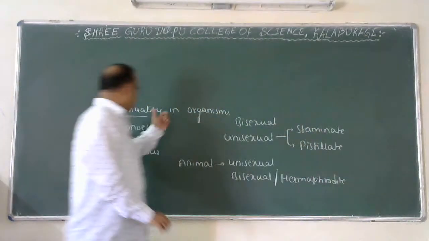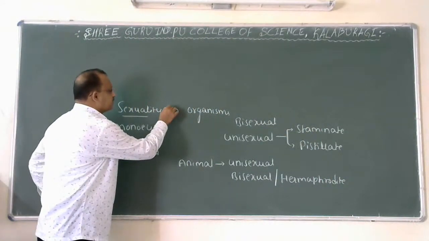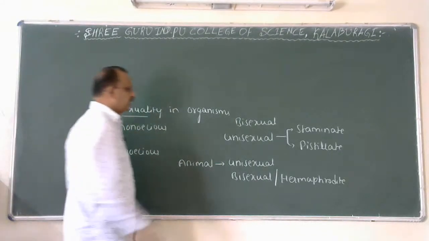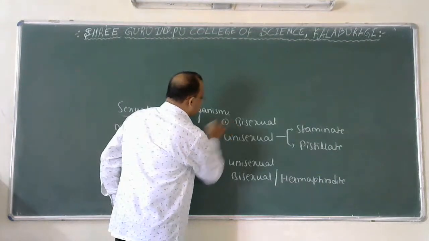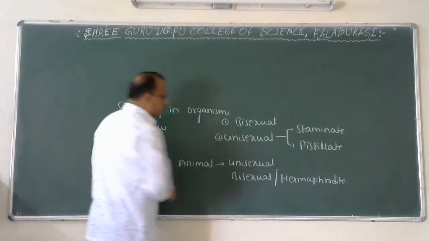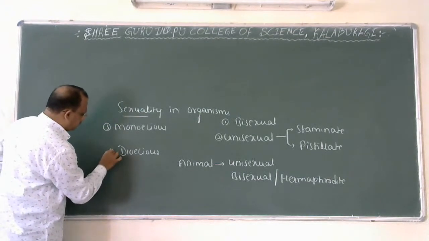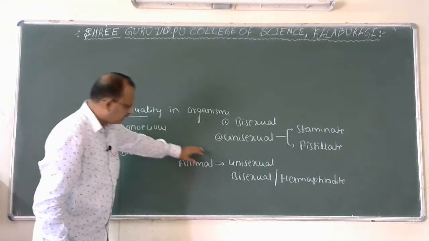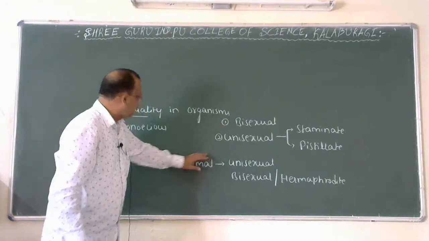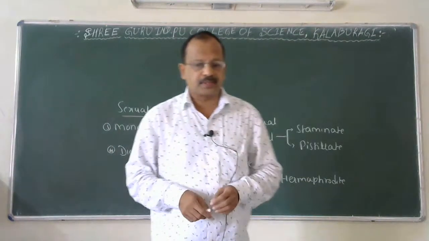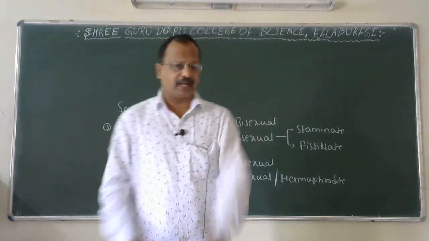Okay, under sexuality in organisms, you are going to study the technical terms like bisexual, unisexual, monoecious, dioecious. Followed by that, I will introduce animal matter. Followed by that, you are going to study the continuation part of the second chapter, sexual reproduction in flowering plants.